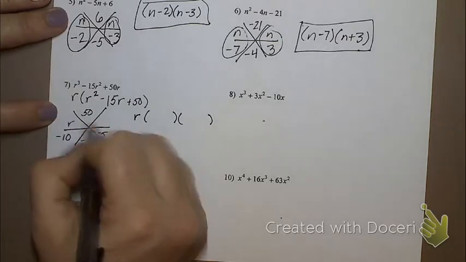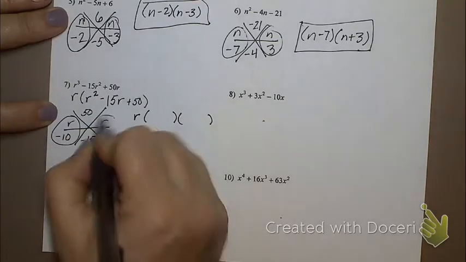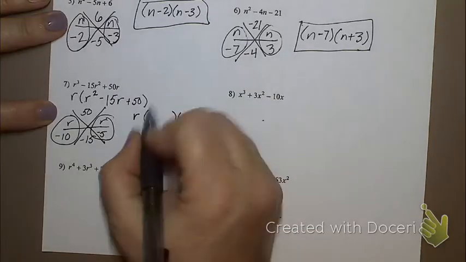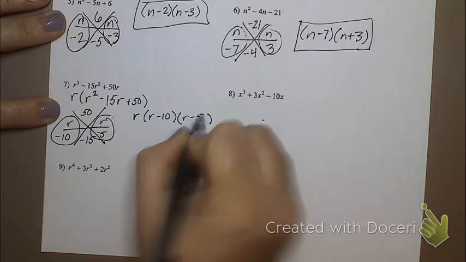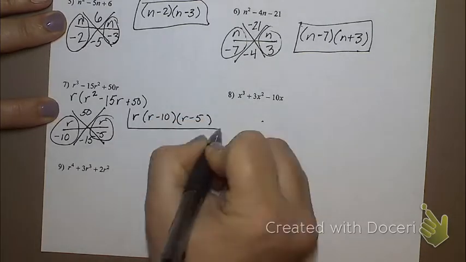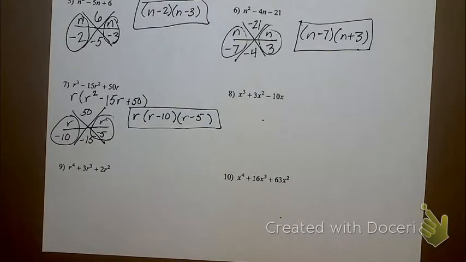So now I split up my R's. Today I can't reduce those, but I do need to check. R minus 10, R minus 5, 1, 2, 3 R's. I'm good. Okay? All right, you try number 8. Exact same type of problem.